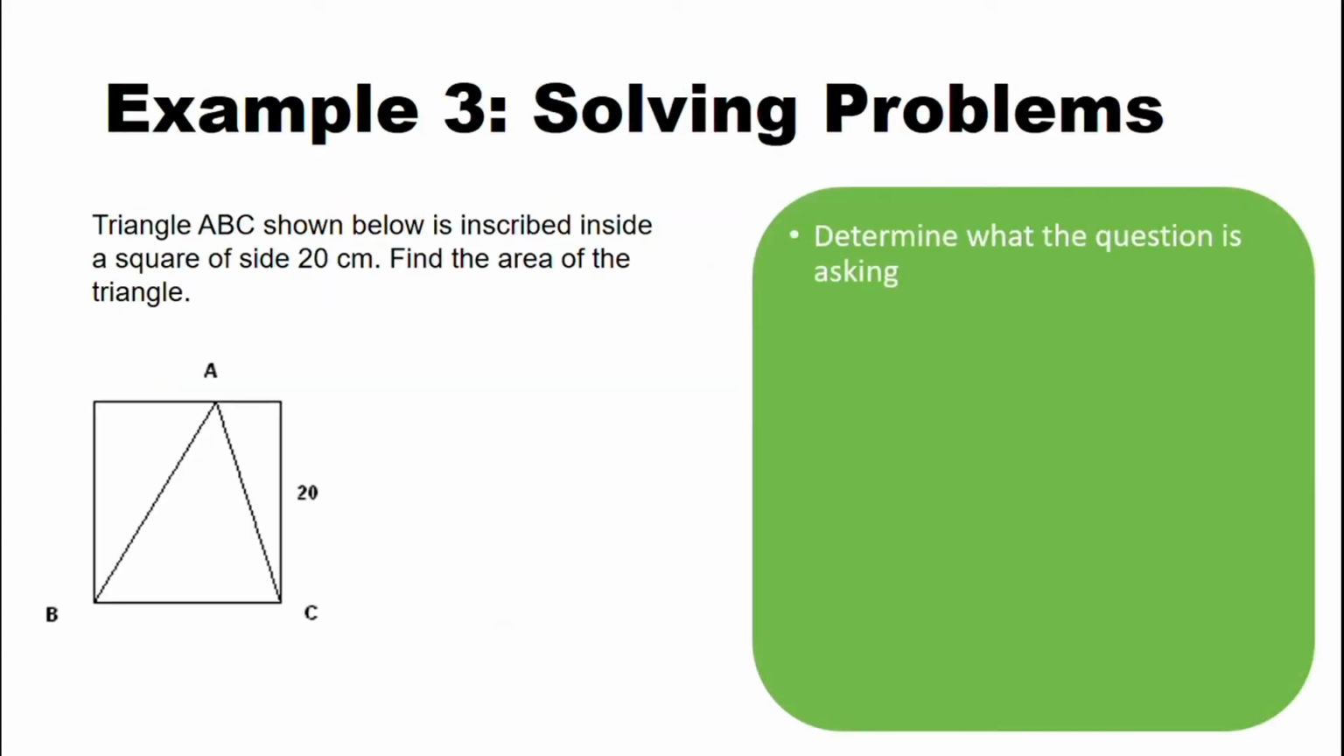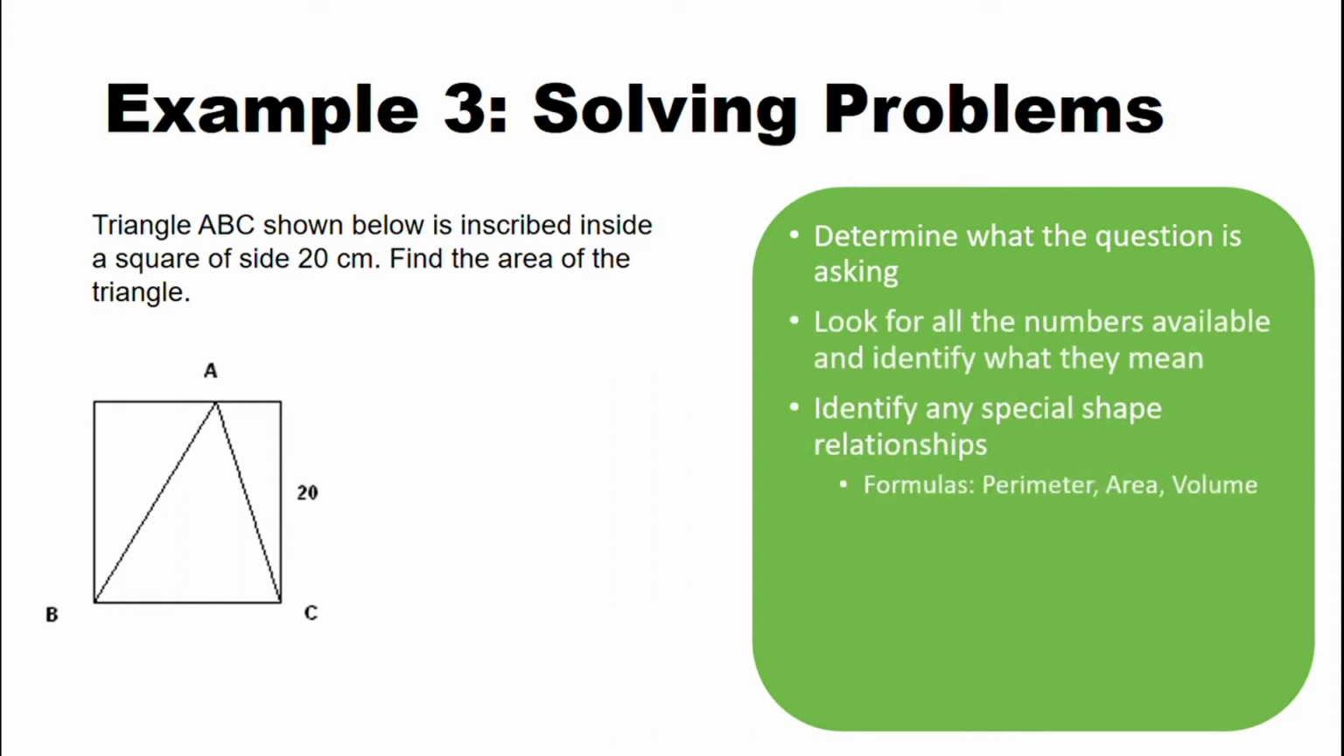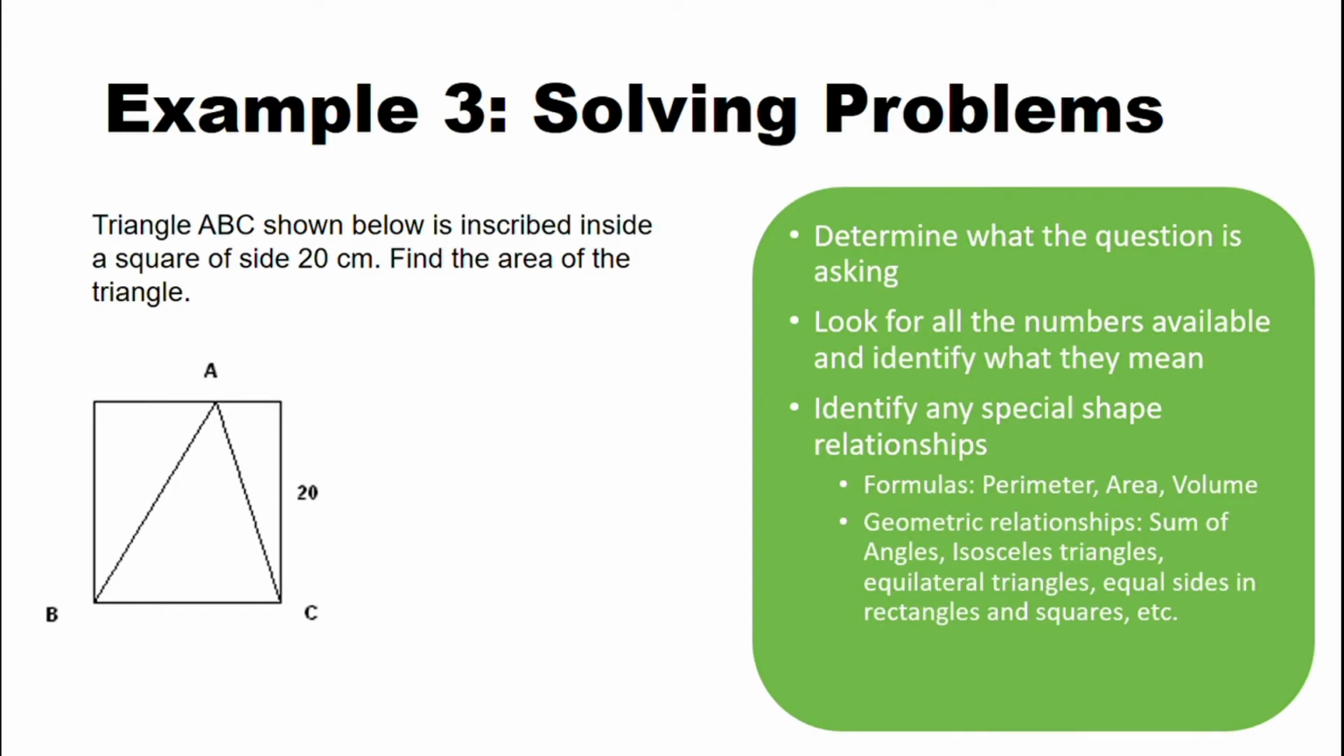Here we have our little suggestions from the previous slide. We'll wait till they come up. And I can see here we've got a triangle in some kind of quadrilateral. So the question is, triangle ABC shown below is inscribed inside a square of 20 centimeters. Find the area of the triangle.